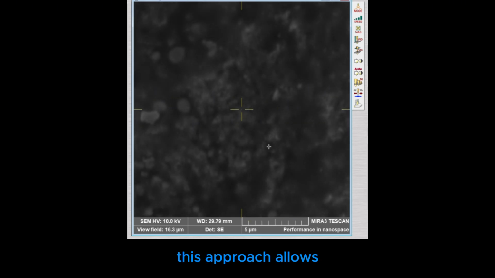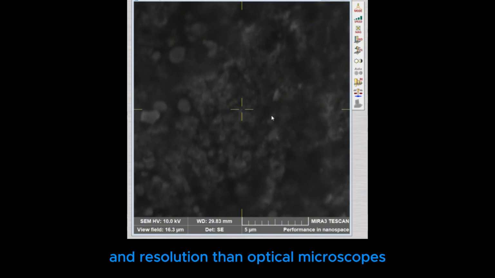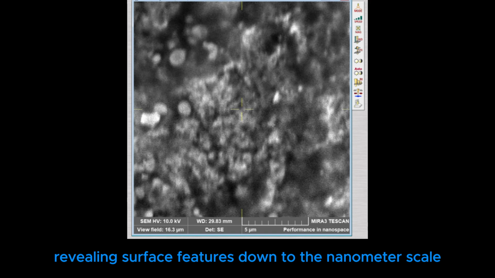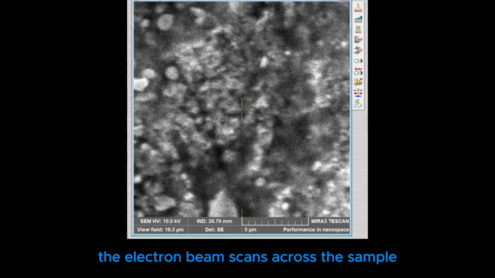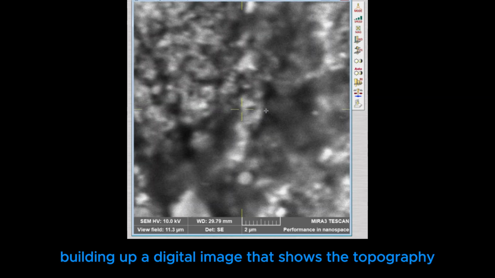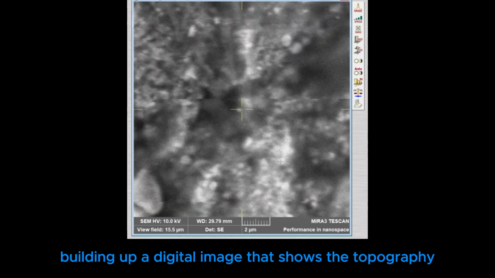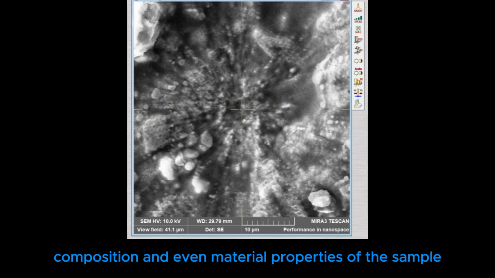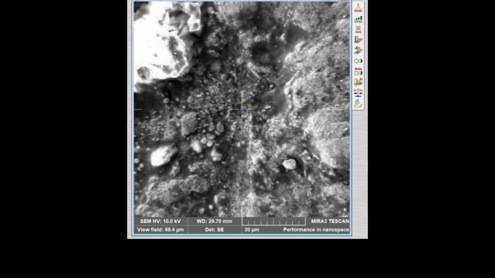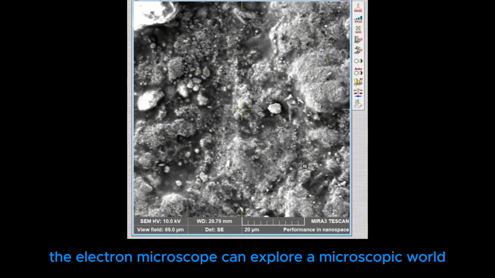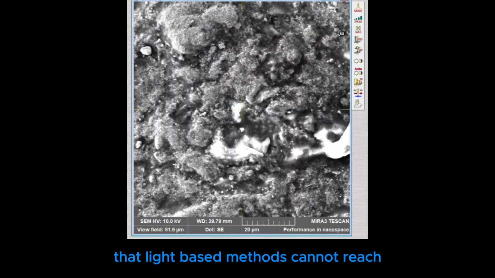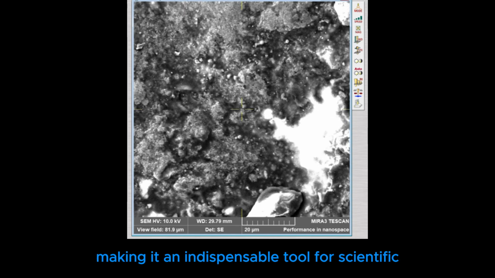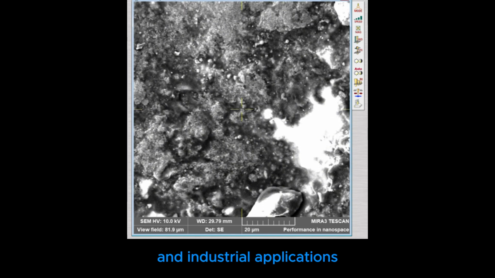This approach allows the electron microscope to achieve much greater magnification and resolution than optical microscopes, revealing surface features down to the nanometer scale. The electron beam scans across the sample point by point, building up a digital image that shows the topography, composition, and even material properties of the sample. By using electrons, the electron microscope can explore a microscopic world that light-based methods cannot reach, making it an indispensable tool for scientific and industrial applications.